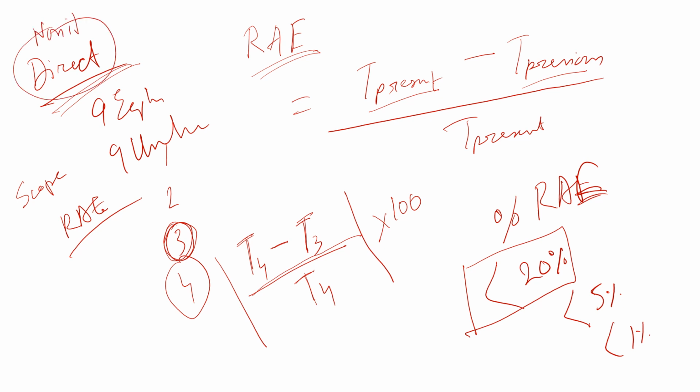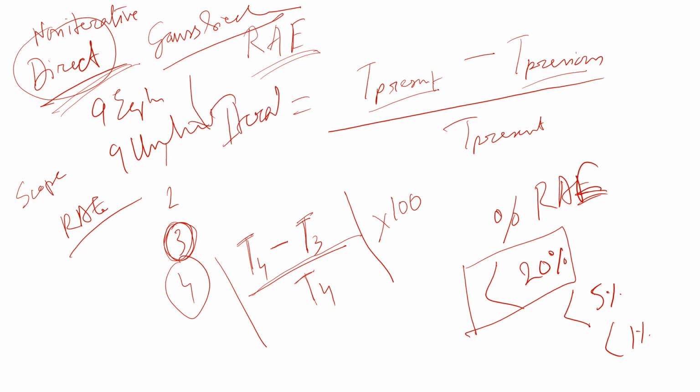So this is the basic difference between the direct method and the Gauss-Seidel method, where the direct method is a non-iterative method, and the Gauss-Seidel method is an iterative method. So the chance of improvement is more in case of the Gauss-Seidel method, the chance of achieving an improved solution is more compared to the direct method.